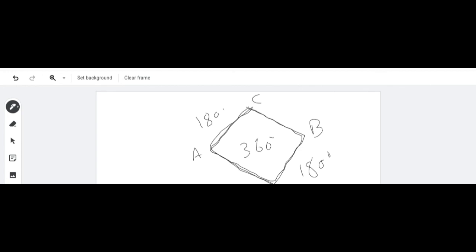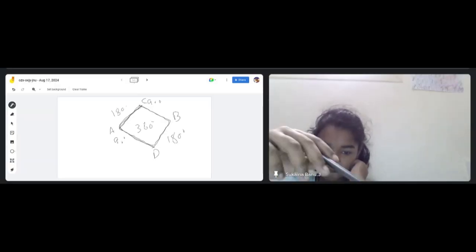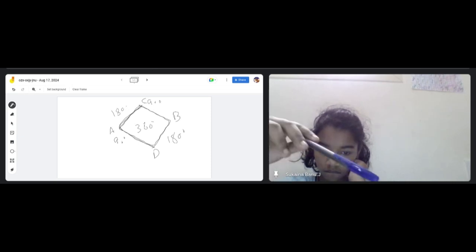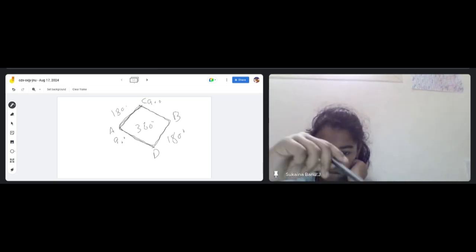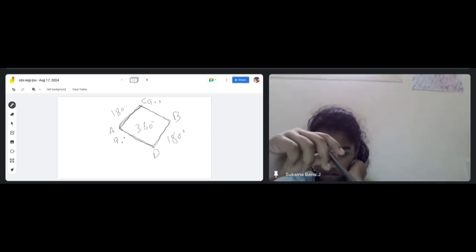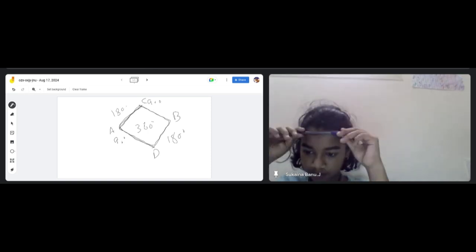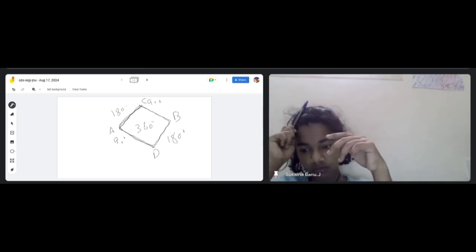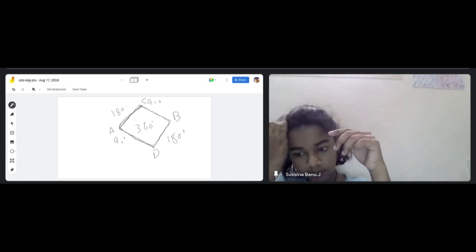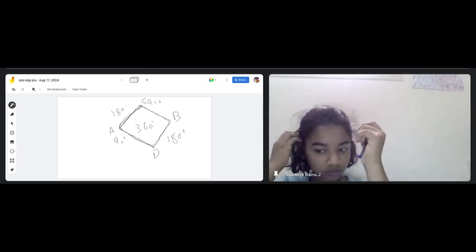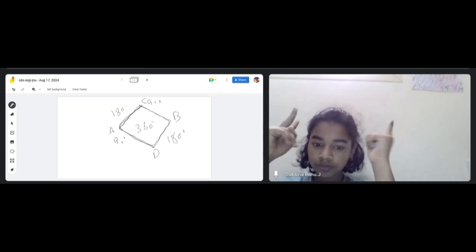But there is a difference point. If this is the adjacent angle, then C should be 90 and A should be 90, or the opposite angles should be equal. Remember the two points of a parallelogram: either the adjacent angles are equal or the opposite angles are equal. As you can see, 180 is equal and 90 is equal. Got it? So what are the two compulsory points of a parallelogram? Two adjacent angles are equal or two opposite angles are equal.